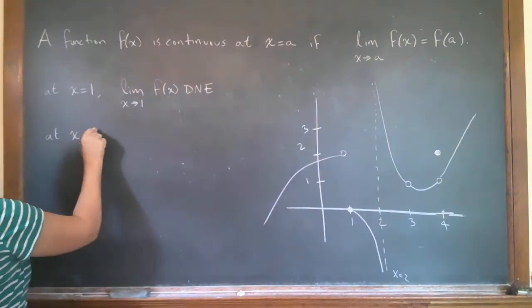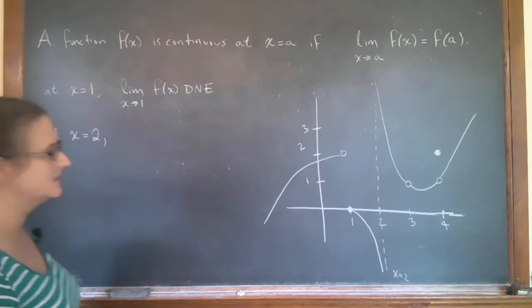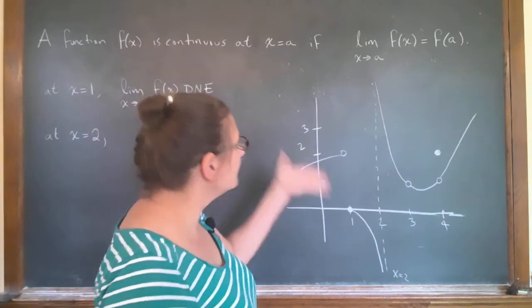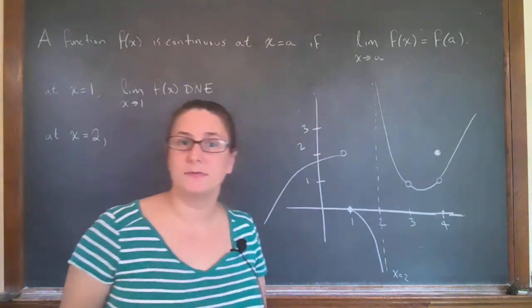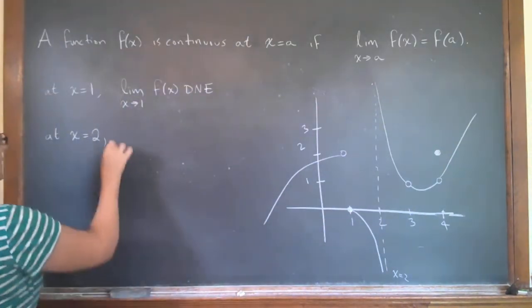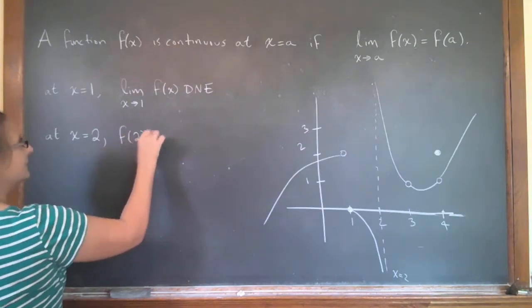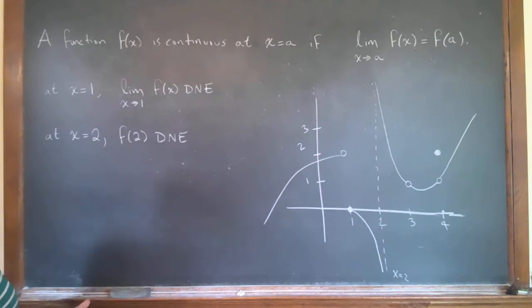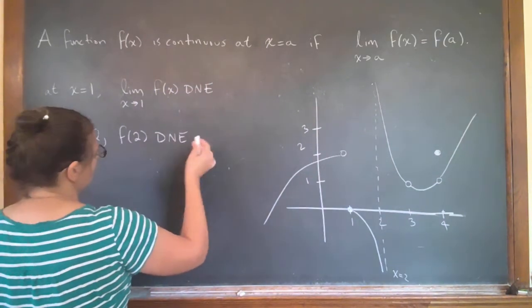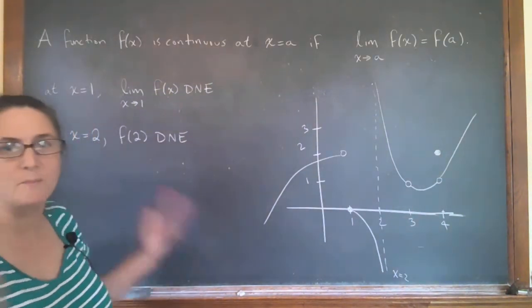At x equals 2, the limit doesn't exist because it's going off to infinity, but you can see that x equals 2 is not in the domain. So I can say f of 2 does not exist, because it's not defined. So also the limit doesn't exist. So both sides fail.